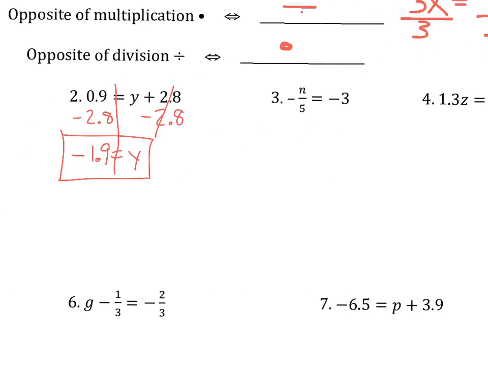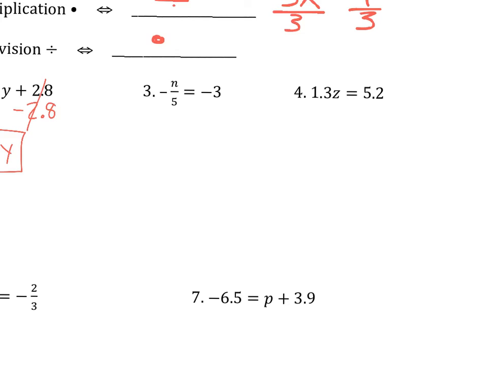Let's go ahead and slide over to 3 and 4. On number 3, I see a negative n over 5. Remember, over means division, so my opposite operation would be multiplication. If I want to get rid of that negative, I multiply by the negative. If I want to get rid of the 5 on bottom, I multiply by 5 on top. So do the same thing on both sides of the equal sign, multiply by negative 5. My negatives cancel and my 5s cancel, and I'm left with n equals negative 3 times negative 5, which is a positive 15.